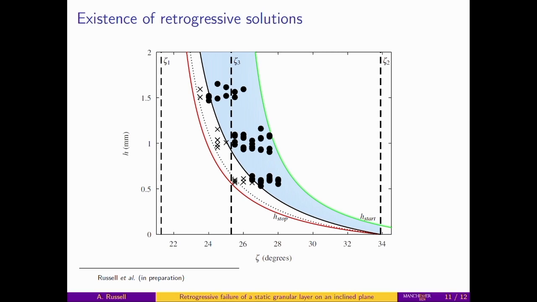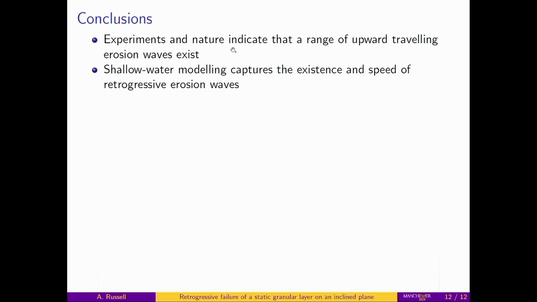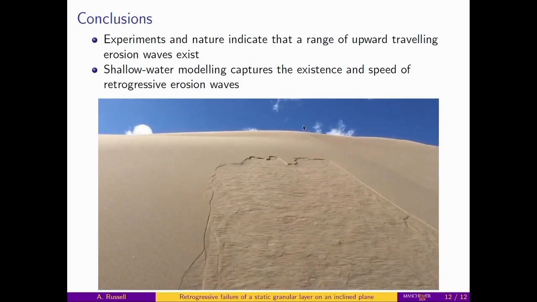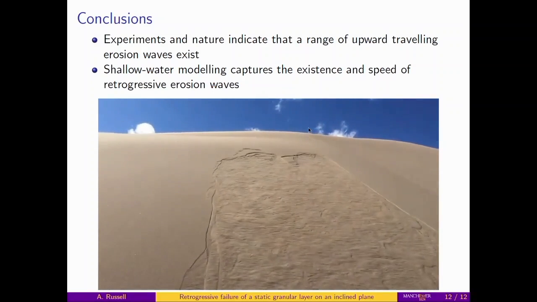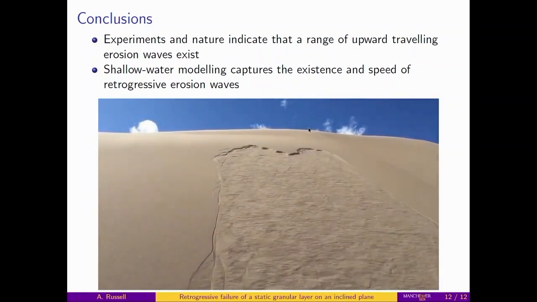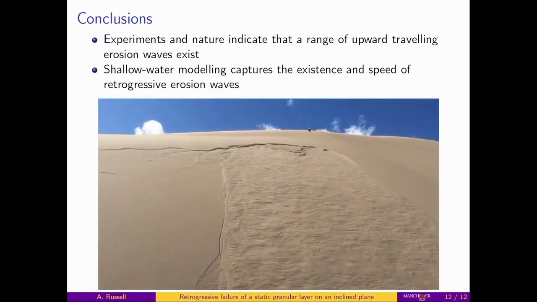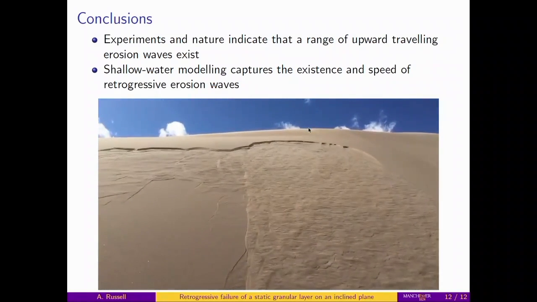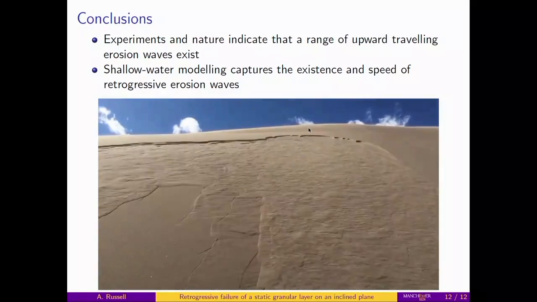And we can see here that the solid black line, which is the theoretical prediction for the boundary between these solutions existing and not, is a really good match with all the experimental data we've got so far on this curve. So it seems we're doing very promisingly at predicting these retrogressive solutions very well. So the conclusion: we've seen that in nature and in our lab these retrogressive solutions exist, and the shallow water modelling is able to capture the existence and the velocity of these upwards propagating erosion waves.